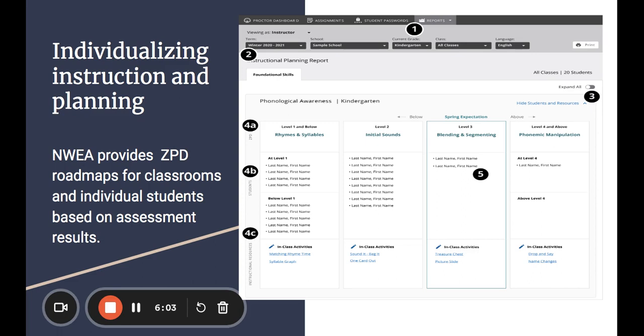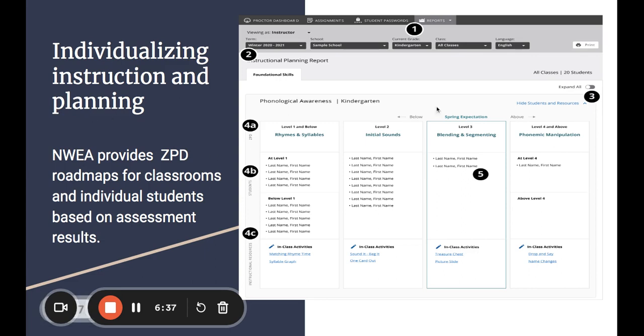So it really helps us to individualize instruction and planning and takes away so much of that time that we would normally be spending mapping all of these things out. So if you take a look at the screen, I've pulled up the instructional planning report for the class as a whole. Each section is listed, and the zone of proximal development for each area is listed. And then the students' names are also listed individually below that.